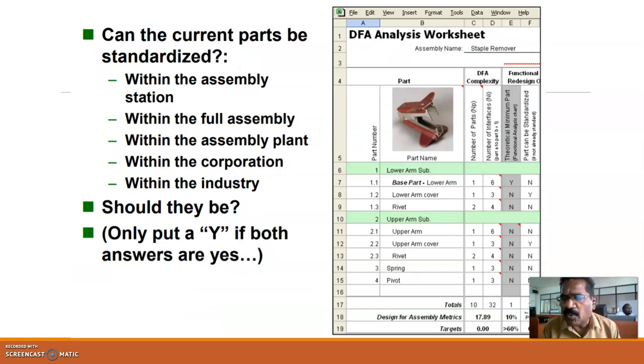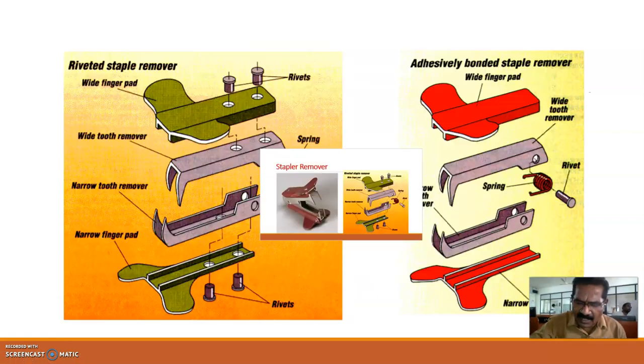Can the parts be standardized? Yes, this is one question that you should be asking. If there is a standard part, then the cost would come down. Within the assembly station, within the full assembly, within the assembly plant, within the corporation, or within the industry, where is the standard part? Yes or no is the answer you should be asking. So let us say the functional design says yes. Can the part be standardized? If the answer is yes, then you can go for the standardization.